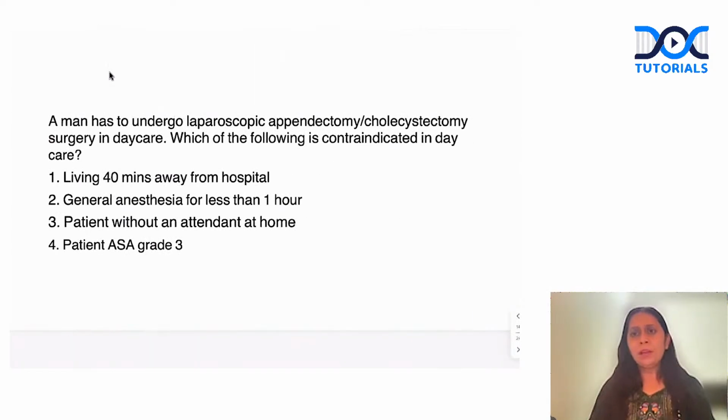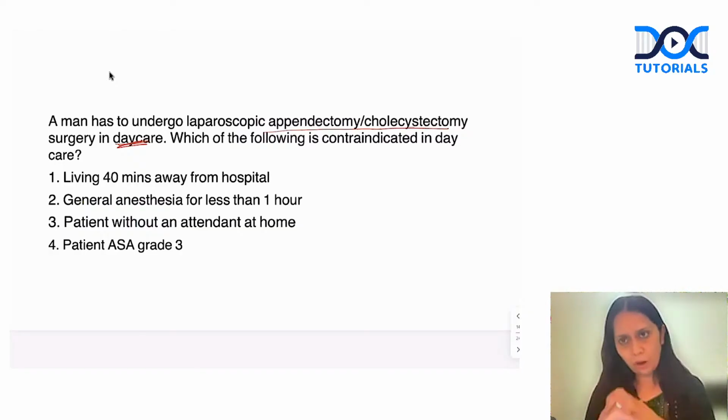Again, daycare surgery and ERAS, both are being asked in exam. So both are important. So I'll tell you, a man has to undergo laparoscopic appendicectomy or cholecystectomy, whatever was in the exam. I mean, I got different kind of answers. In daycare, daycare means the patient is admitted on the day of surgery, operated on the same calendar day, and discharged on the same calendar day. So patient is not an inpatient, not admitted patient.